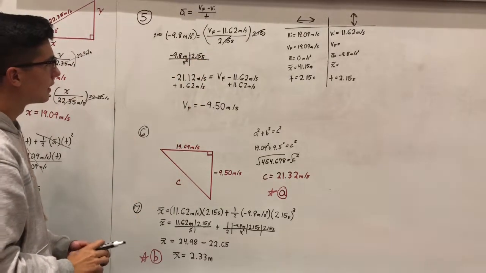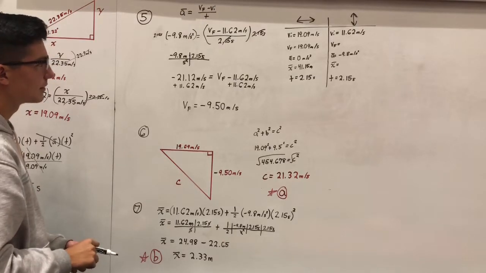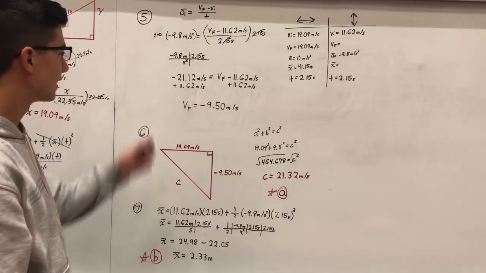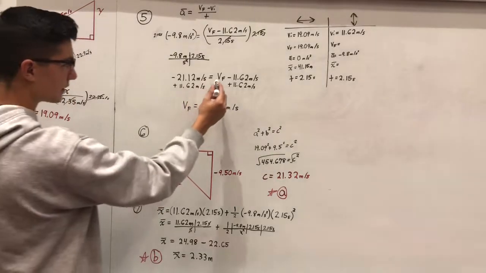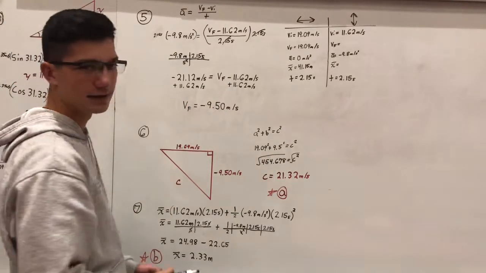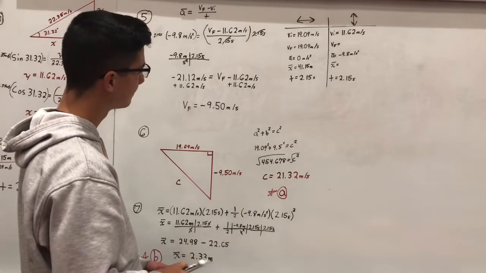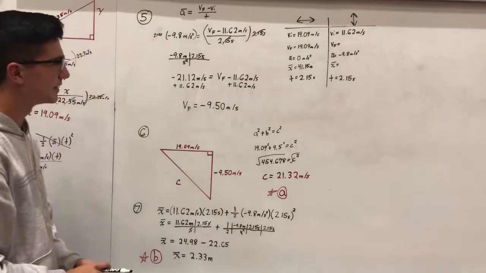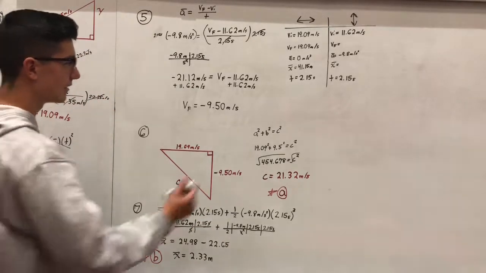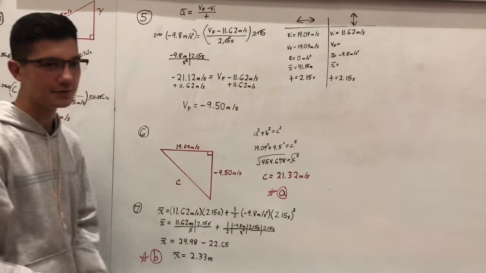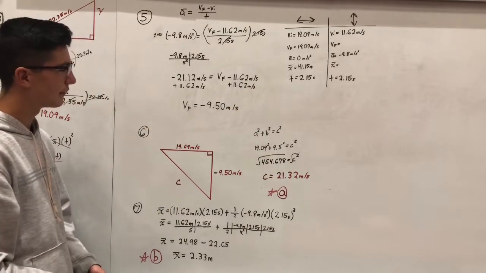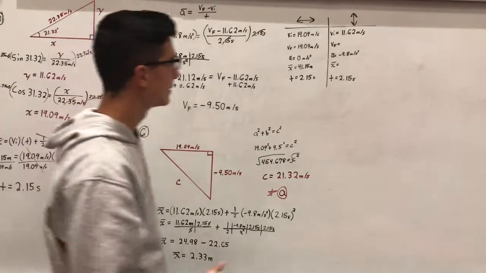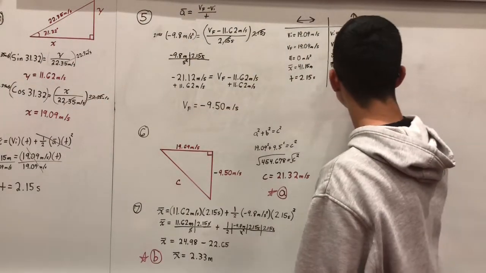So once you negative 9.8 times 2.15 is negative 21.12 meters a second, and that'll be equal to the final velocity minus 11.62 meters a second. And from there you can just add 11.62 meters a second to the other side, and you'll get a final velocity of negative 9.5 meters a second. And I'll just fill that in here.